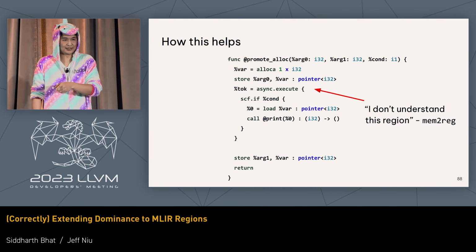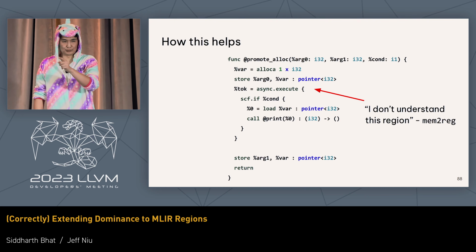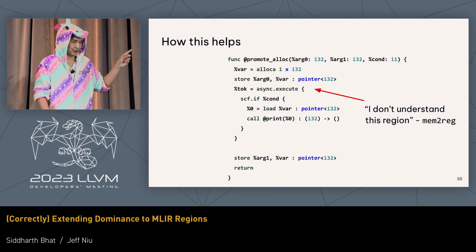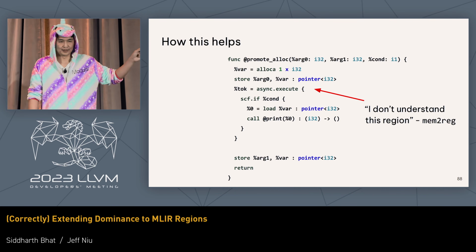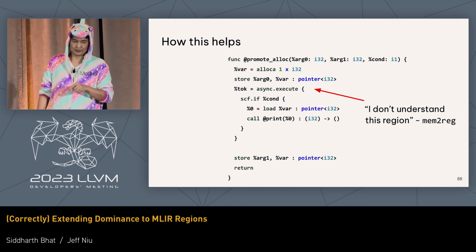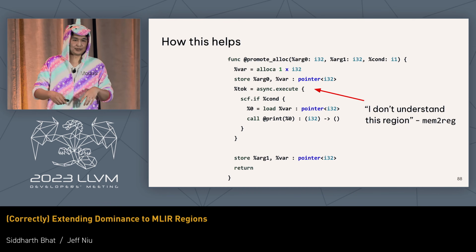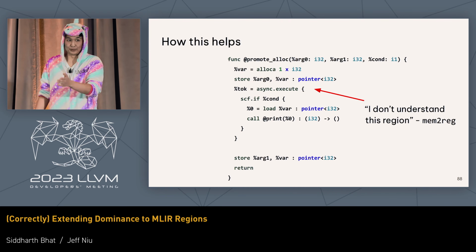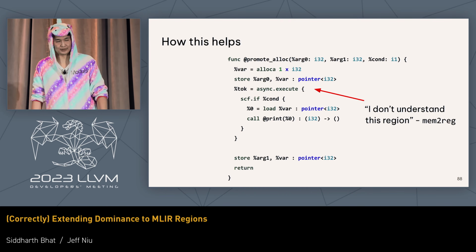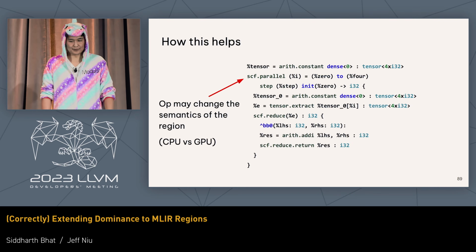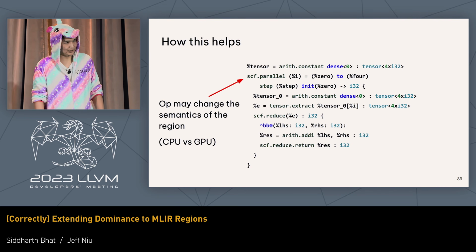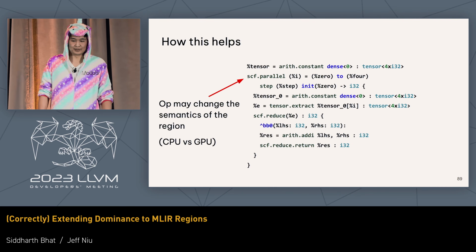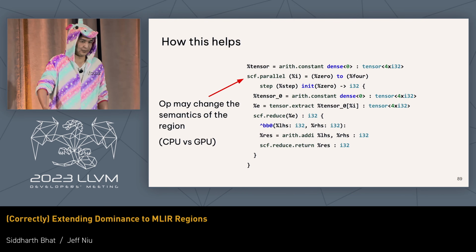The way we should remedy this async execute example is mem to reg is running and goes, I don't understand this region. It's not control flow. But there is a use of %var inside this region. And because of that, mem to reg could just go, I give up. I can't reason about this, and not promote this, which is correct because promoting it in this situation can be incorrect.